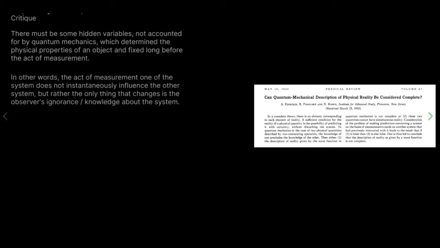It was not that these systems were influencing each other over space and time, but that there were some variables that quantum mechanics did not account for. These variables were determined long before we actually measured the two particles. So when we measure a physical property, the act of measuring does not instantaneously influence the other system. Because the physical property you are measuring is already fixed before we even measure it, the only thing that changes is the observer's knowledge or ignorance about the system. So essentially, no spooky action at a distance. By measuring the system, we are just updating our own knowledge about it.